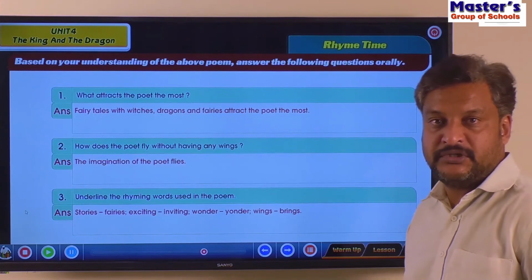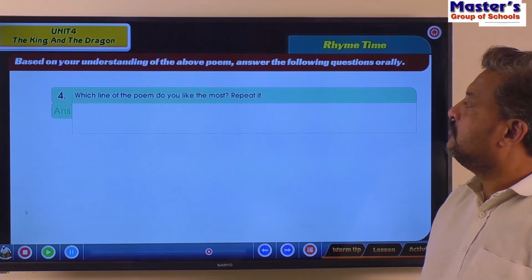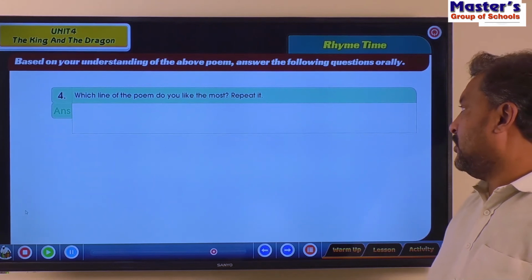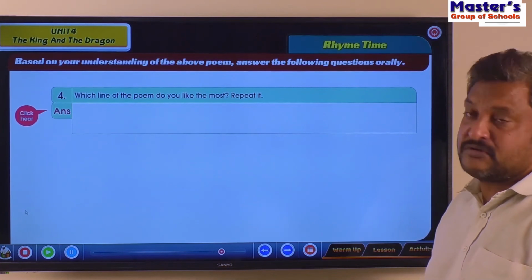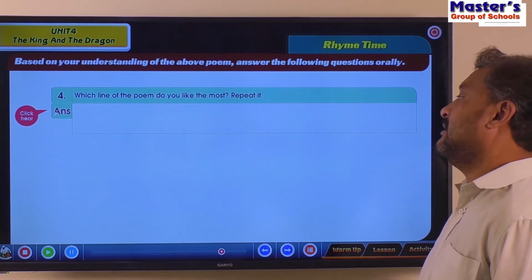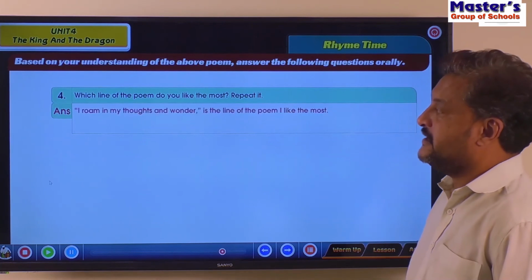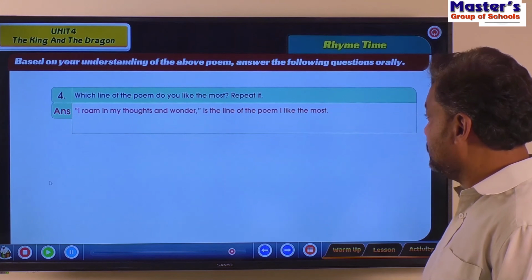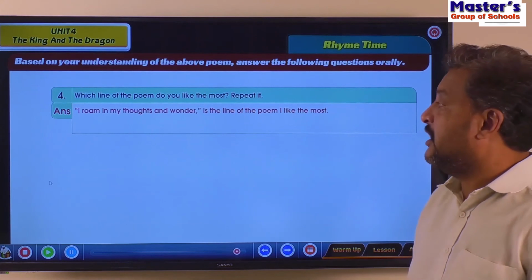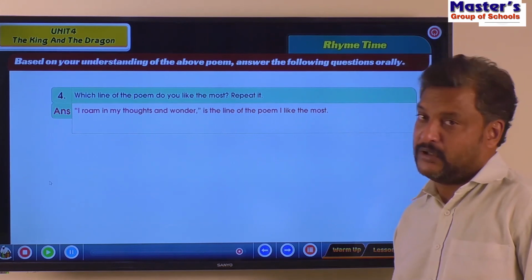Okay, now we'll go on to the next question. Fourth one, which line of the poem do you like the most? Repeat it. So, which is the line that you like the most in the poem? You have to repeat that line. What is that line? I roam in my thoughts and wonder is the line of the poem that I like the most. I roam in my thoughts and wonder.